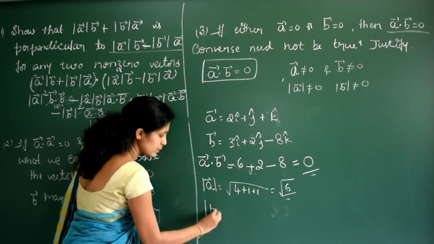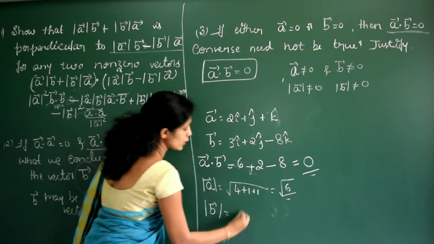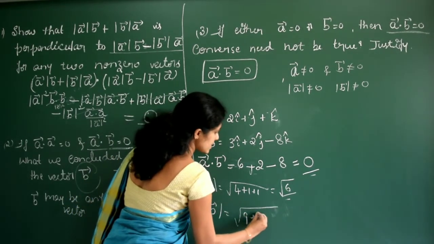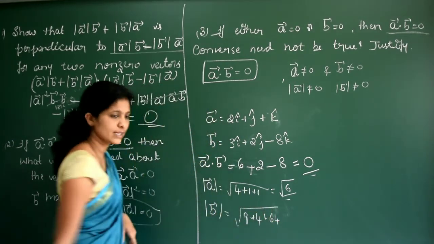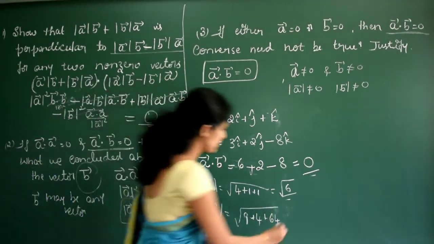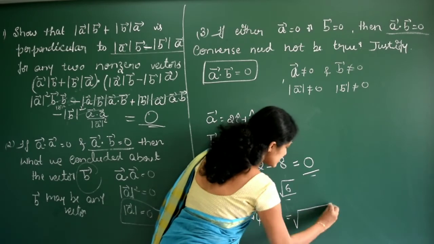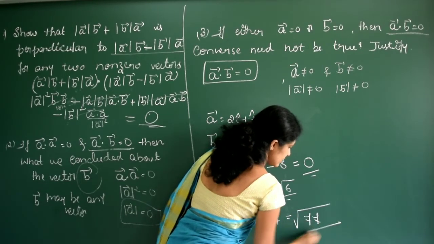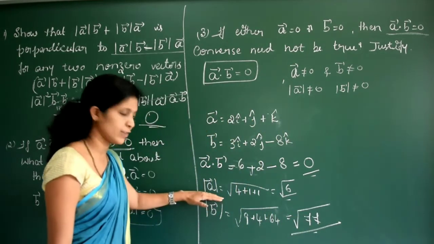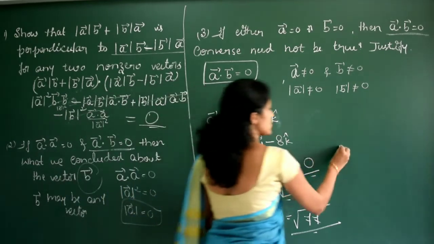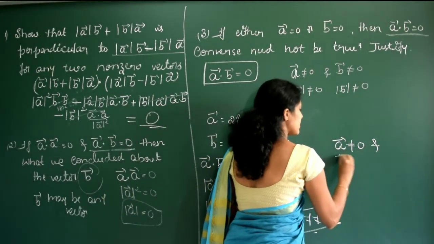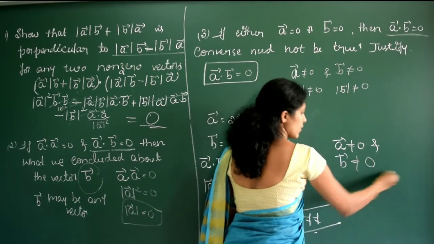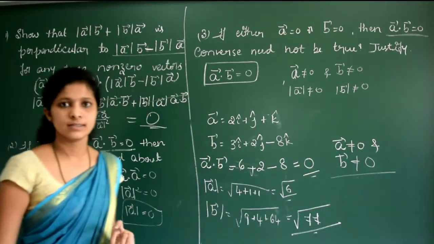And the magnitude of b vector is equal to root of 3 square is 9, plus 4, plus 8 square is 64. 64 plus 4 is 68, 68 plus 9 will be 77. Right? So this is the answer. So the magnitude of a vector is not equal to 0. By this we can say that a vector is not equal to 0 and b vector is also not equal to 0. Any example you can give here?